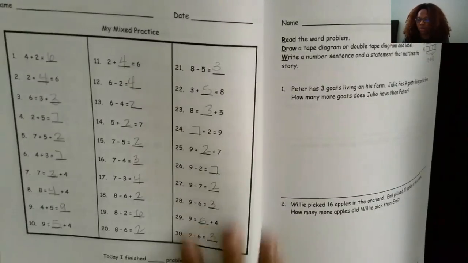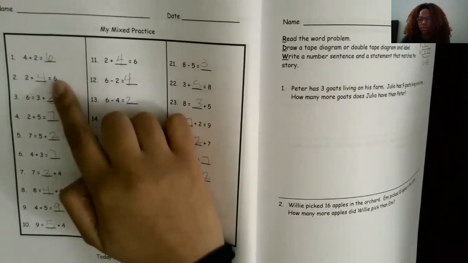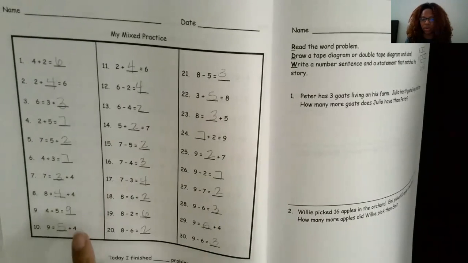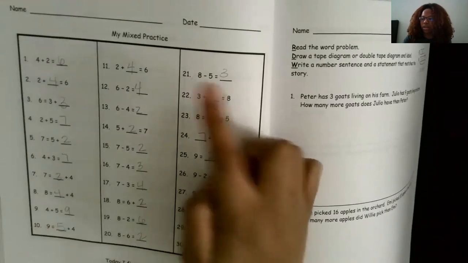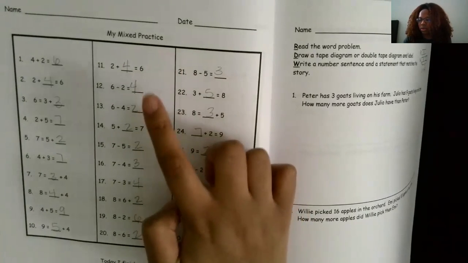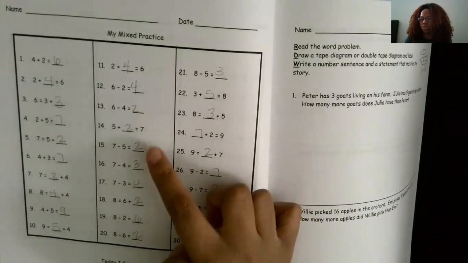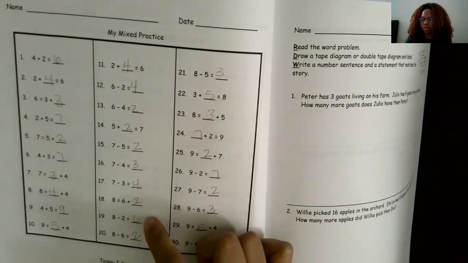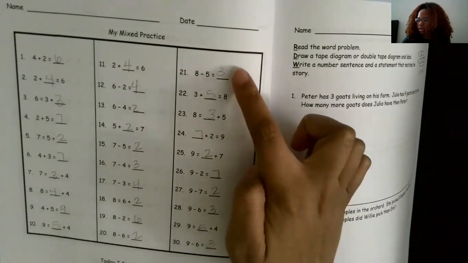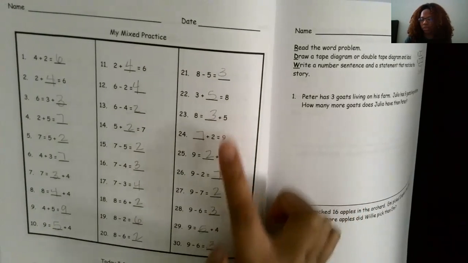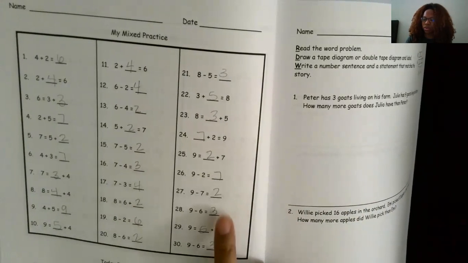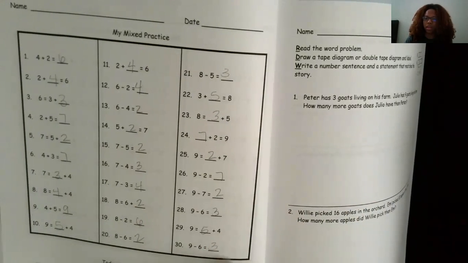All right, so for number 1, it is 6, 4, 3, 7, 2, 7, 3, 4, 9, 5, 2, 4, 2, 2, 2, 3, 4, 2, 6, 2, 3, 5, 3, 7, 2, 7, 2, 3, 5, and 3.